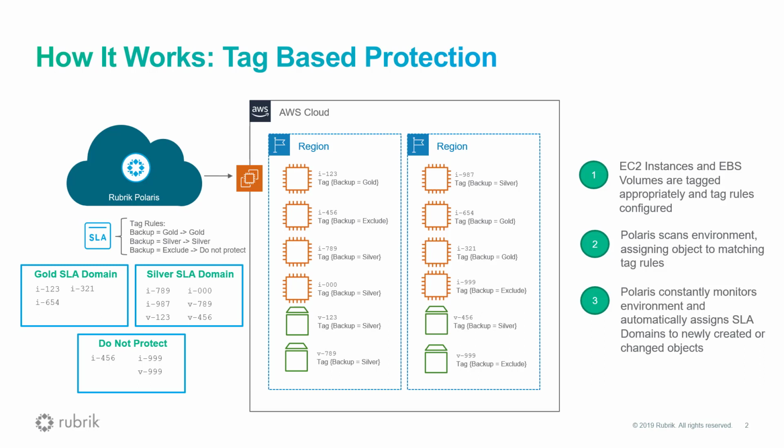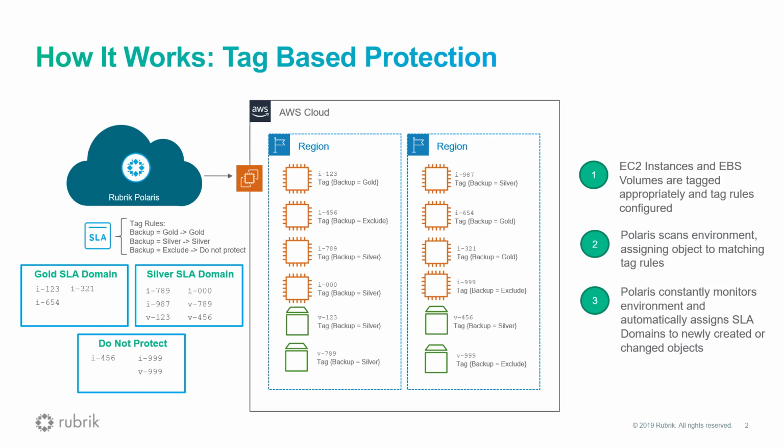Now, since we can have multiple tags on EC2 resources and multiple tags on EBS volumes, there is a chance that an object will match multiple tag rules. In the event that this happens, Polaris will select one rule to apply based off the following precedence. If a tag rule specifies do not protect, this takes precedence over everything else. If this isn't the case, it then selects whichever SLA domain has the most frequent snapshots. And finally, if that's a match as well, it'll choose the SLA domain that's retaining data the longest.